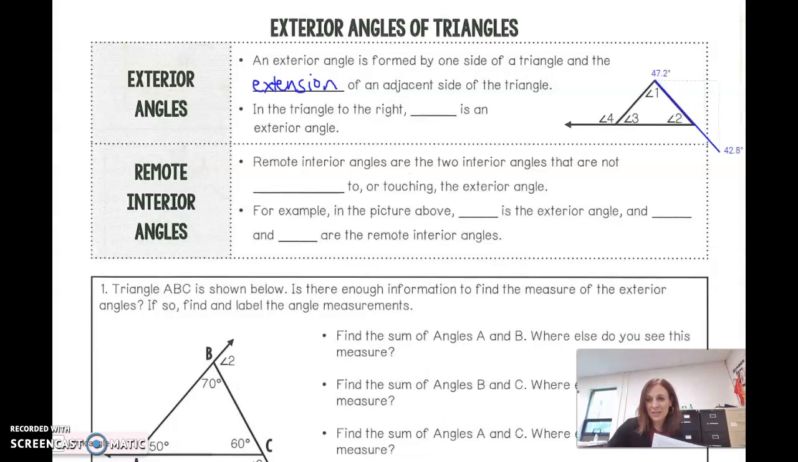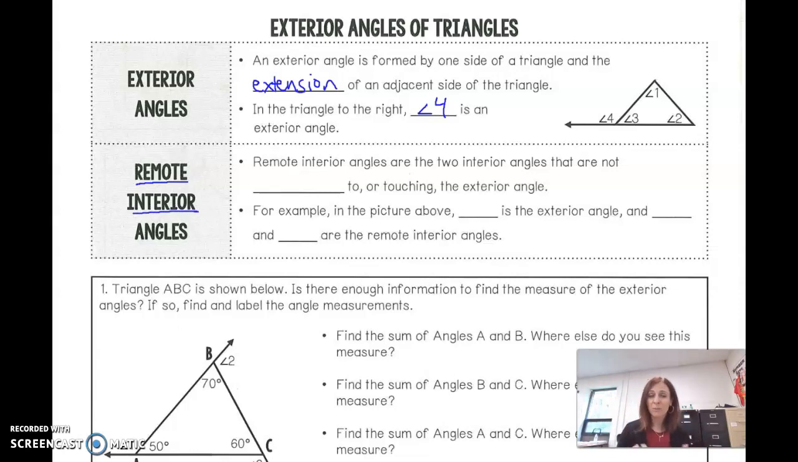We could extend this line this way, right? Have an exterior angle here. So there's lots of different ways for us to extend the sides, okay? But notice that when we have one on the outside, that's called the exterior, on the outside of the triangle. In the triangle to the right, angle 4, that's what I was just talking about, is an exterior angle.